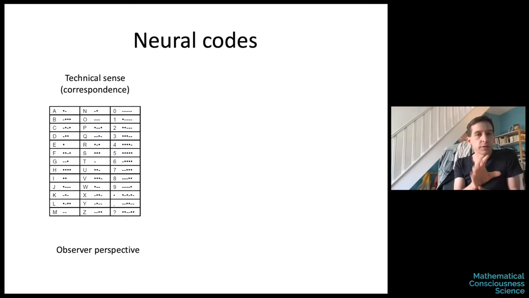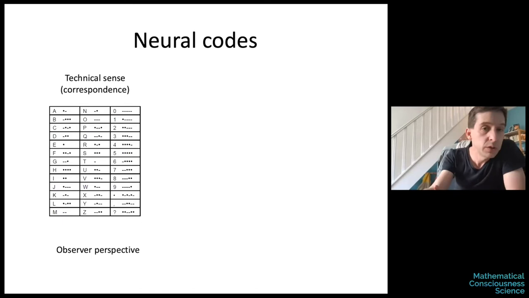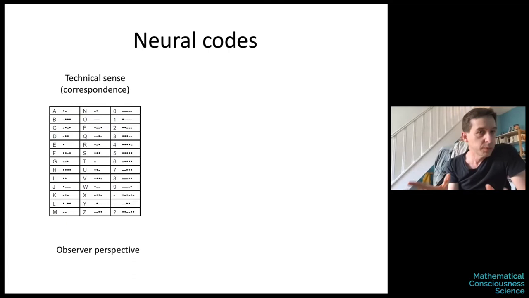To be more precise, the correspondence is between something we, external observers, observe in the world, or we produce like a stimulus, and something we measure in the brain. And so the technical sense is entirely from the perspective of the observer. But that is not at all what we mean by representation, because a representation, if we take seriously what it's supposed to explain, is supposed to be the basis of behavior, not just a correlate. And so it must be from the perspective of the organism and not from the external observer.